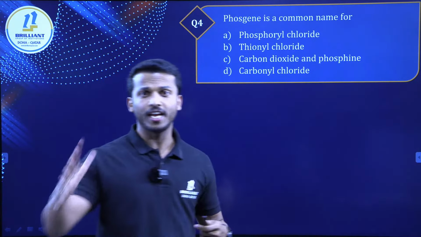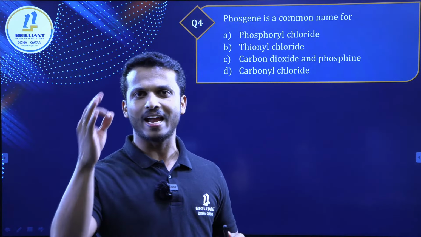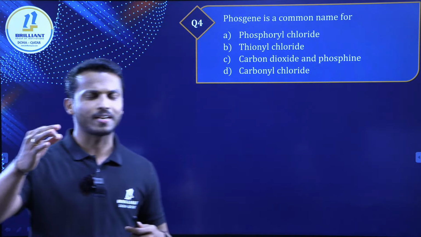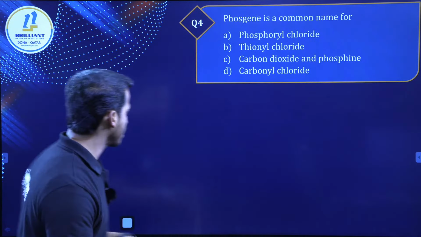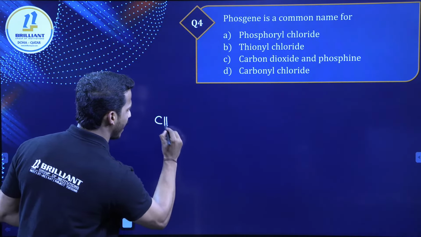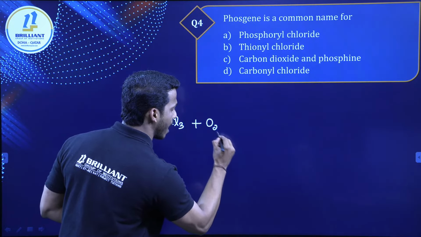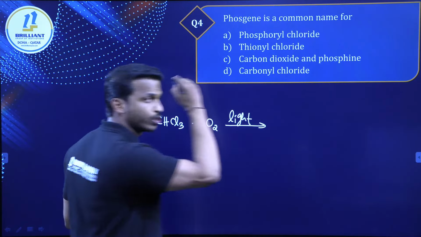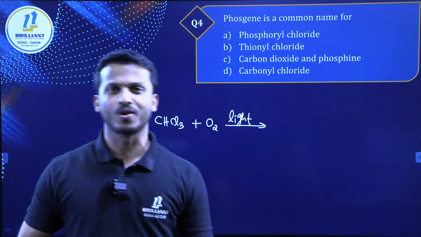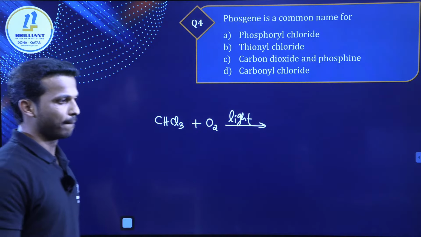Question, phosgene. Let me give you a clue. Phosgene, dear all, is the product formed when chloroform is exposed to air. You know what chloroform is? Chloroform is CHCl3. When chloroform reacts with atmospheric oxygen in the presence of light, you will get phosgene, the poisonous gas. Question, what is phosgene's other name?